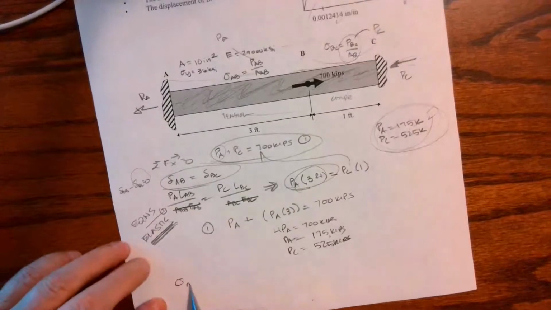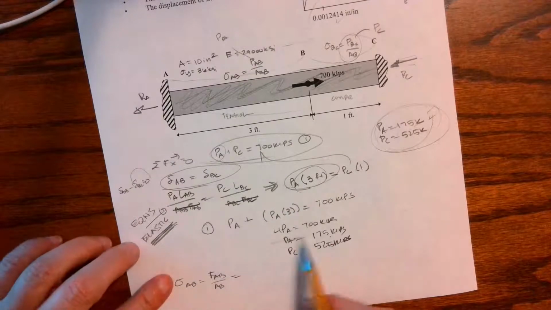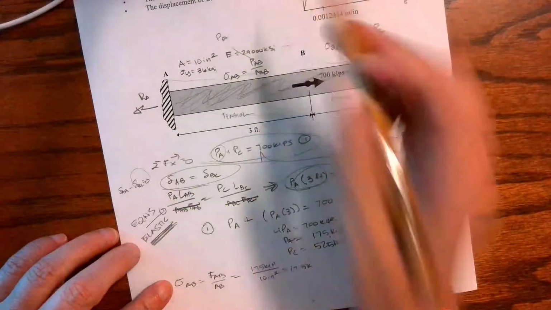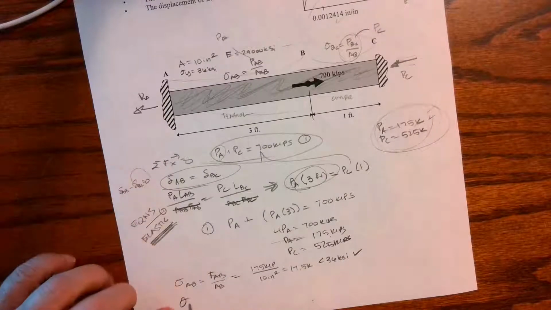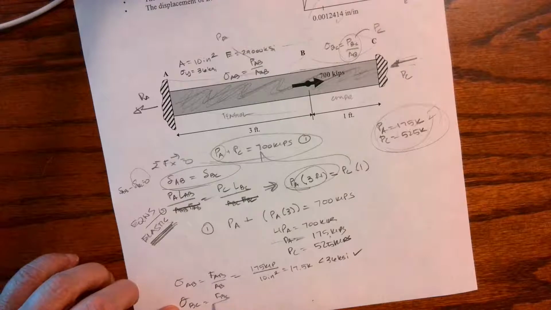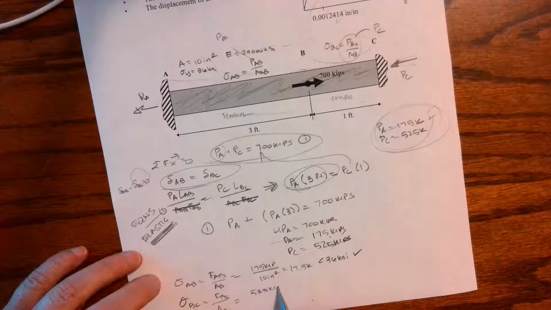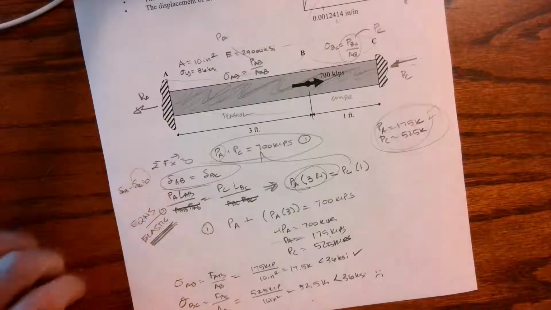So our stress of AB equals force of AB divided by area of AB. And I have 175 kips divided by 10 inches squared equals 17.5 KSI, which is less than 36 KSI. Perfect. Now I have the stress of BC, which is the force of BC over area of BC. So I have 525 kips divided by 10 inches squared, and I get 52.5 KSI, and oh, that is not less than 36 KSI. That is sad face.